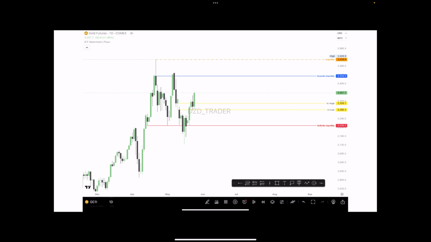Go to the daily charts, mark up the all-time highs, okay? Keep it there, doesn't matter. And then mark up the buy-side liquidity, the closest buy-side liquidity to you for that day. There you go, I marked it up. Mark up the sell-side liquidity, done.